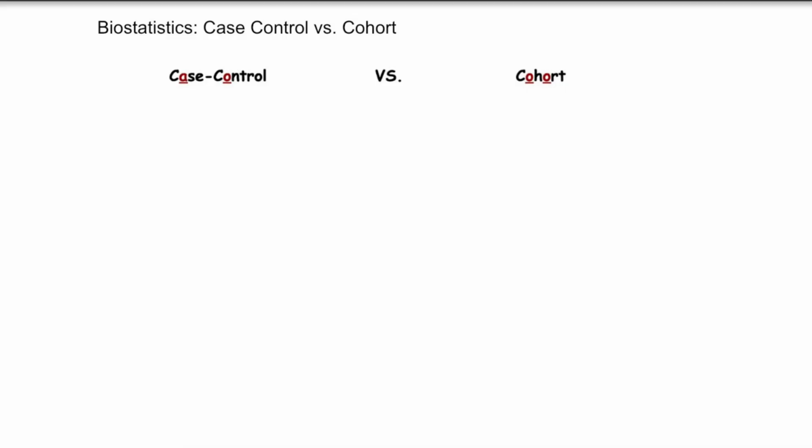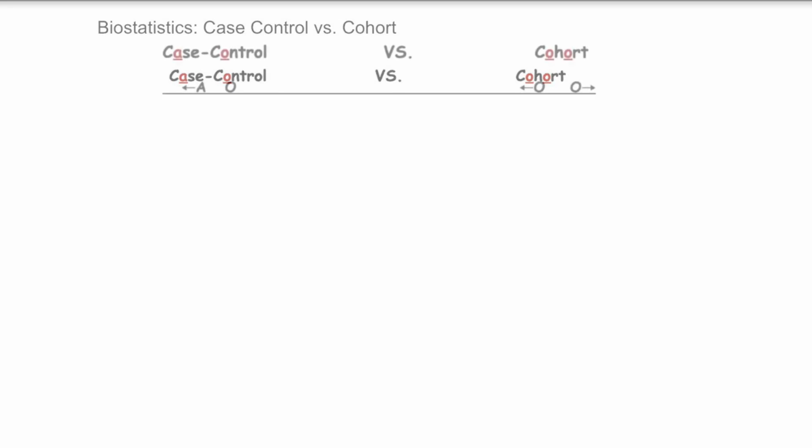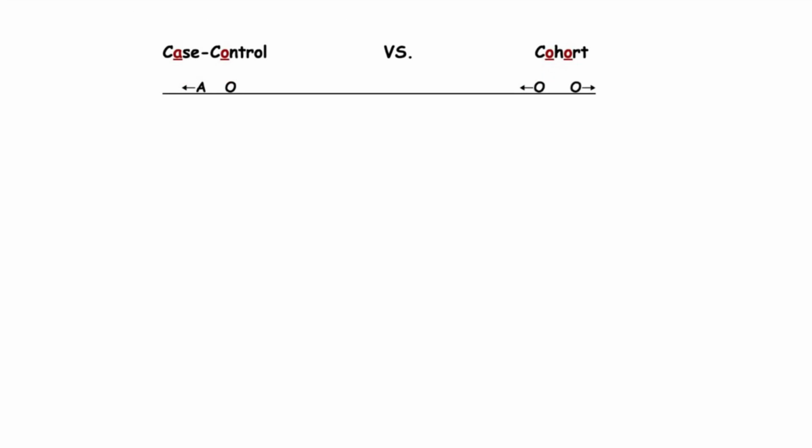Hi, it's NAPLEX time. We're looking at biostats and seeing the difference between case control and cohort so we can choose the correct study. So what we're doing is writing out case control versus cohort, and I take the vowels of case control and I take the vowels of cohort. So for case control, I have the A and the O, and for cohort, I have two O's for the vowels. That's our trick.